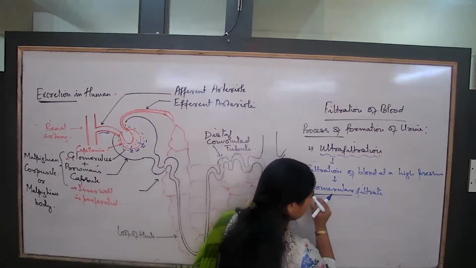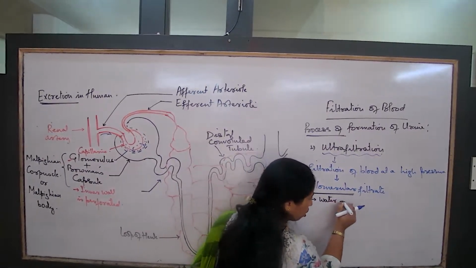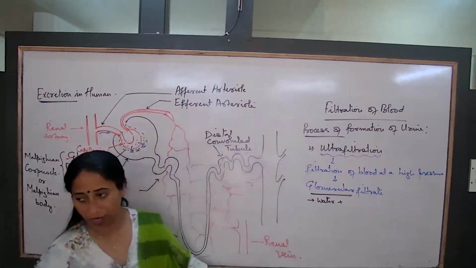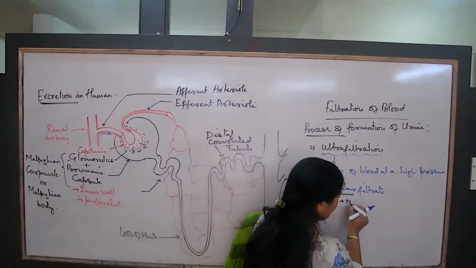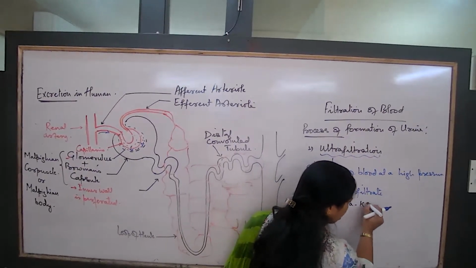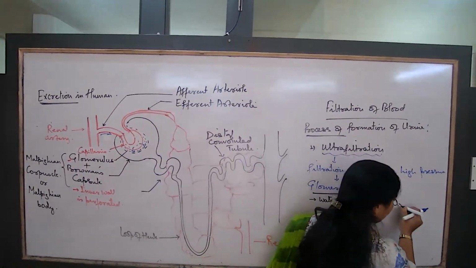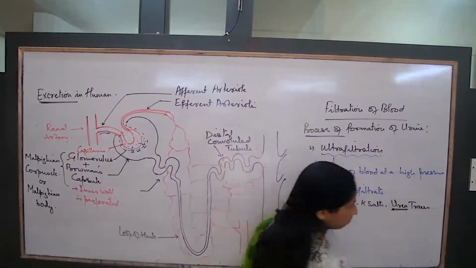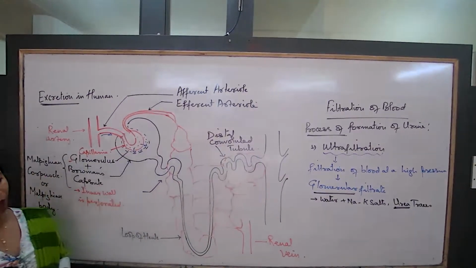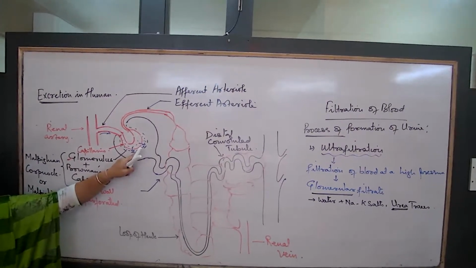So what is the composition of the glomerular filtrate here? Remember, the composition of the glomerular filtrate is found to be a whole lot of water. A large amount of water is there. The glomerular filtrate has got sodium and potassium salts. Does it have urea? Traces only. It has got traces of urea. What is the glomerular filtrate majorly made up of?